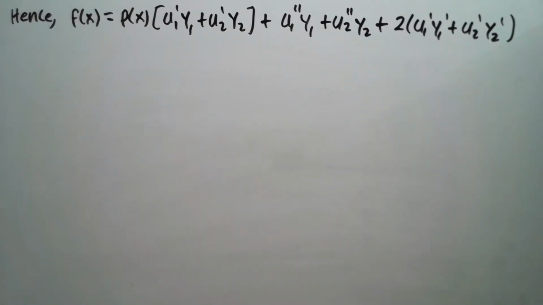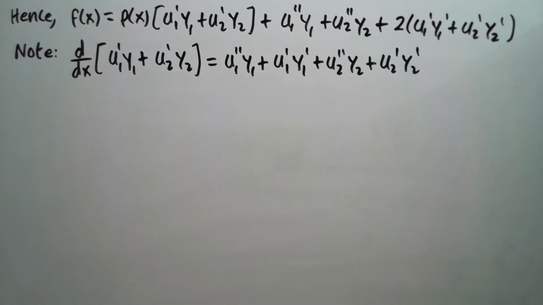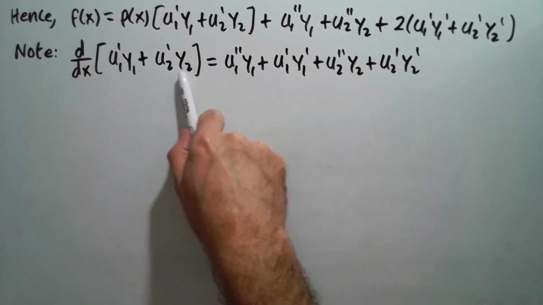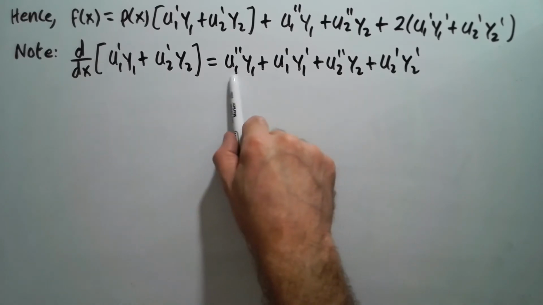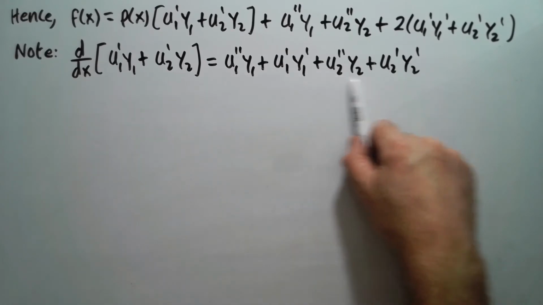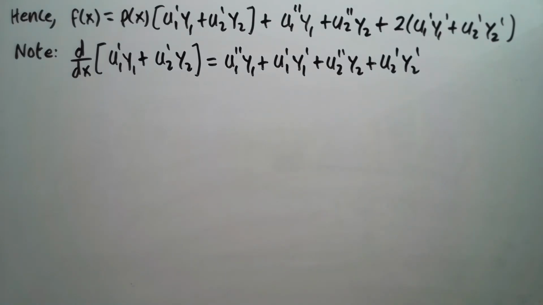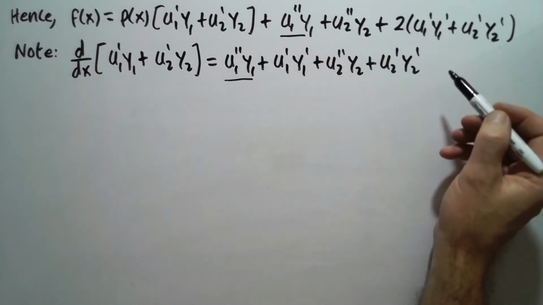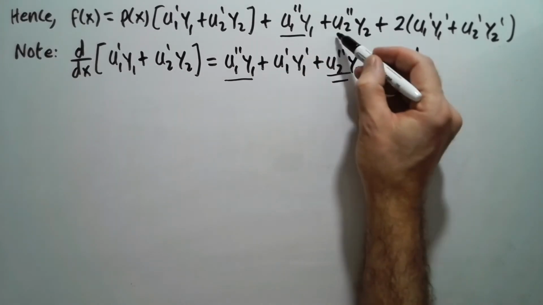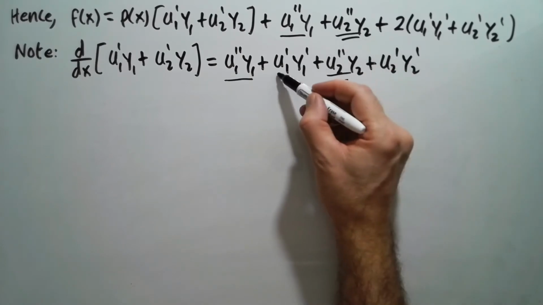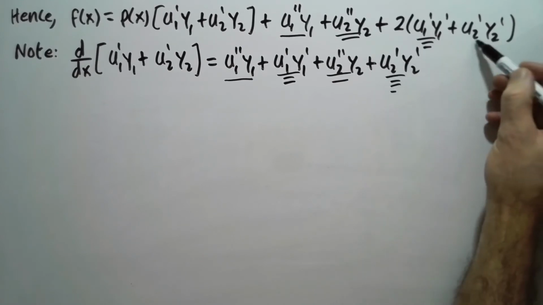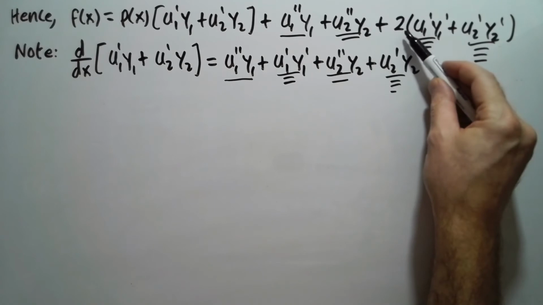Okay, we're going to make another observation now. So the observation is as follows. If we take the derivative of u1 prime times y1 plus u2 prime times y2, it's a product rule. So product rule on these first two, product rule on these last two. We get this. And notice we have that up here almost, because we have this guy, which is right there, this one, which is right there, and this guy, which is right there, and this one, which is right here. But we have a 2 in front of this.